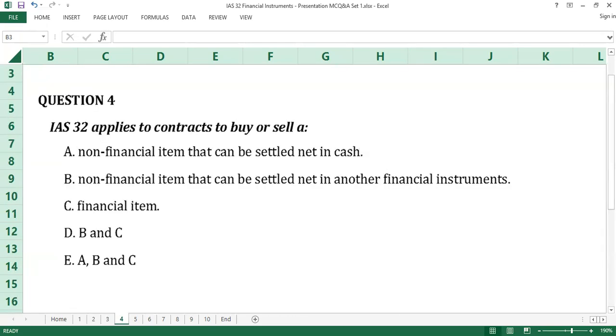Question number 4. IAS 32 applies to contracts to buy or sell a dash. A. Non-financial item that can be settled net in cash. B. Non-financial item that can be settled net in another financial instrument. C. Financial item. D. B and C. E. A, B, and C. Time counts.